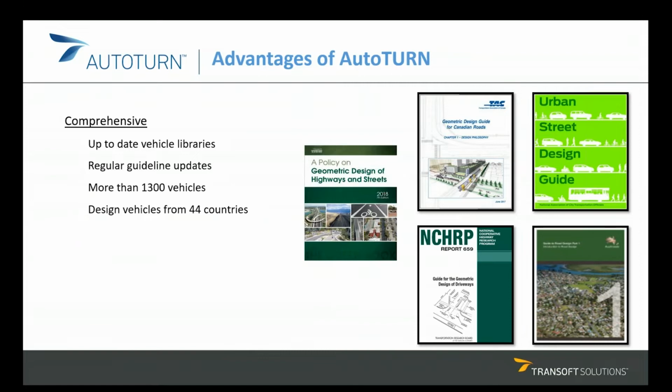Our commitment to quality ensures that our vehicle libraries are relevant and up to date. We have constantly added new libraries to our database, and we ensure we include all the latest editions of design vehicles in our libraries. The software is currently equipped with more than 1,300 vehicles, including design vehicles from over 44 countries in the world, which makes AutoTURN the most comprehensive solution available in the market.